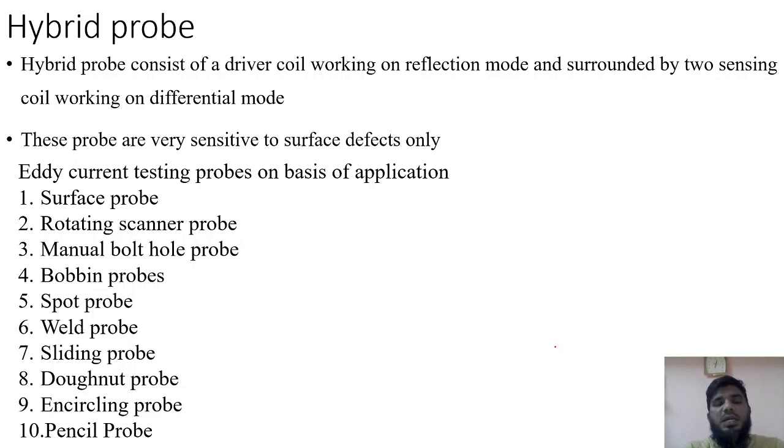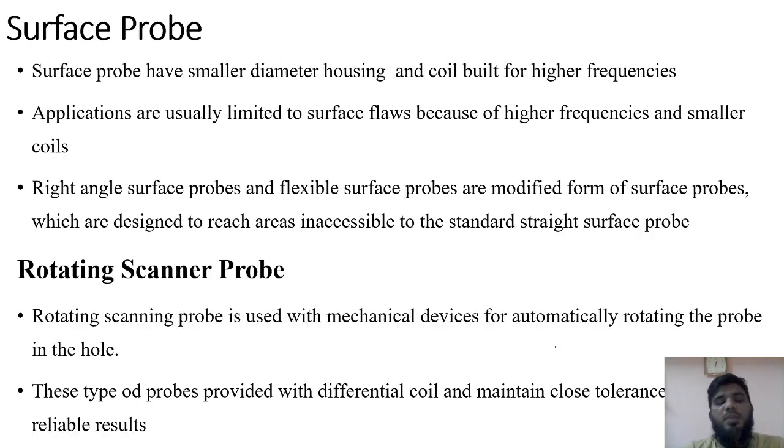But based upon the types of application, eddy current probes are again differentiated into 10 types: surface, rotating, manual, bobbin probe, spot probe, weld probe, sliding probe, Dugner probe, encircling probe, pencil probe.